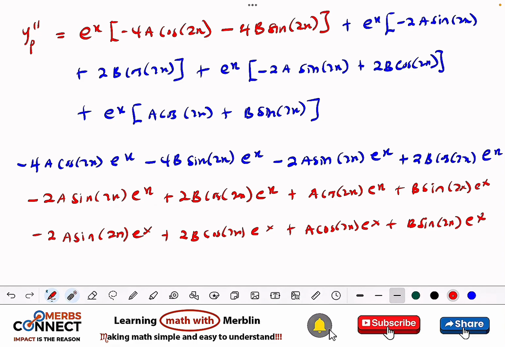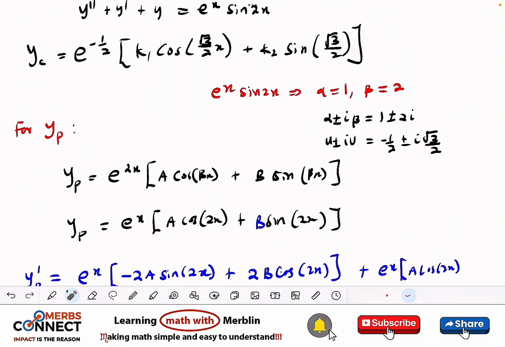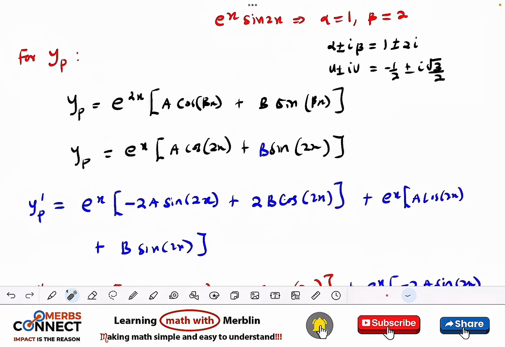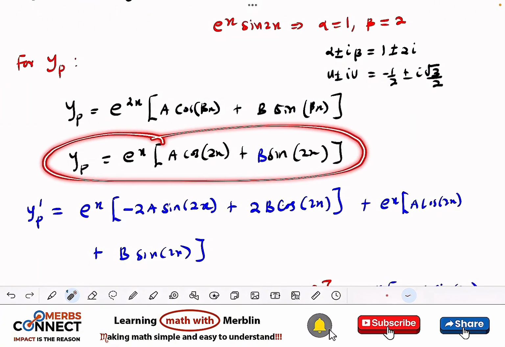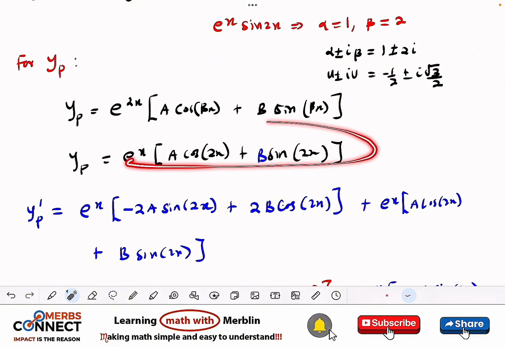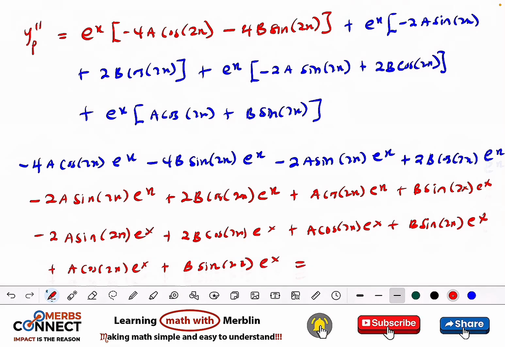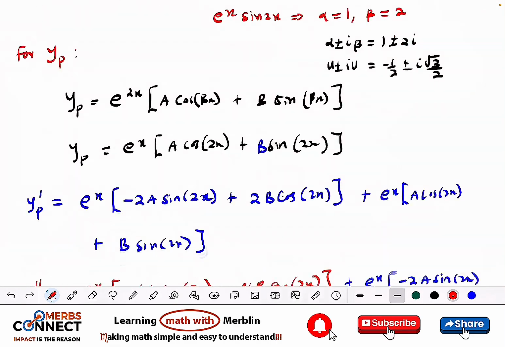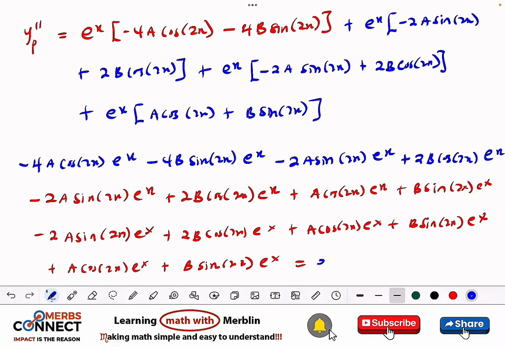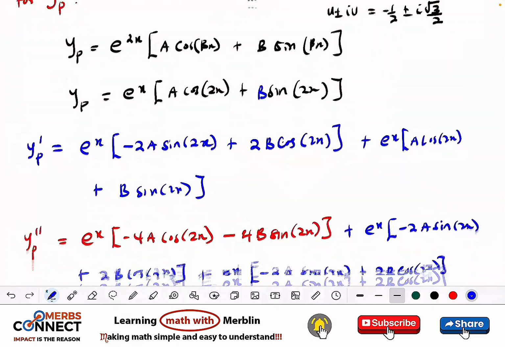And then lastly, I'll add plus y. So y is this. So I'm going to multiply through by e. So I'm going to have plus a cos 2x e to the power x plus b sine 2x e to the power x. And this one should be equal to e to the power x. Is it sine or cos? Sine 2x.